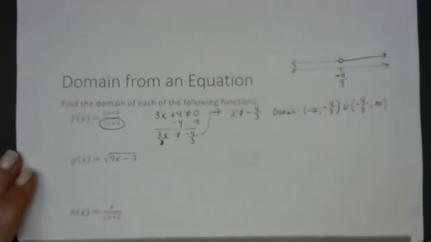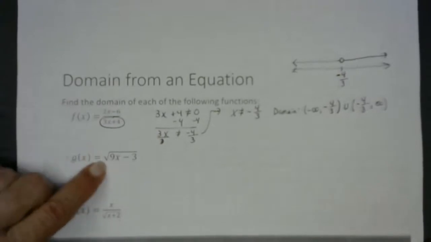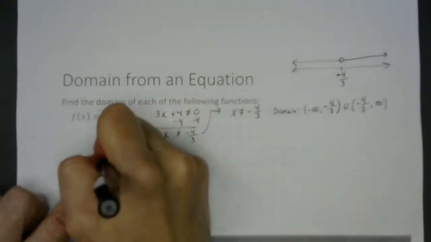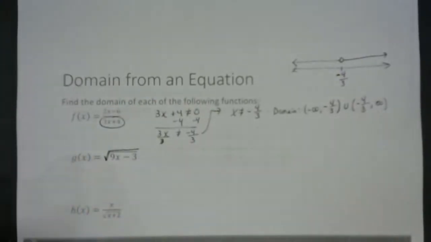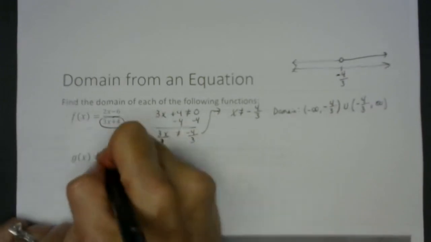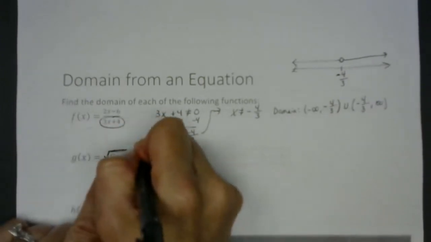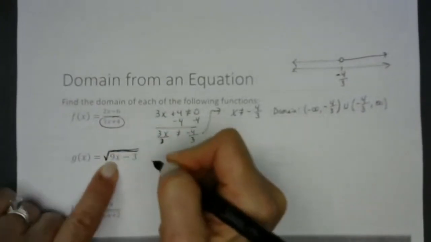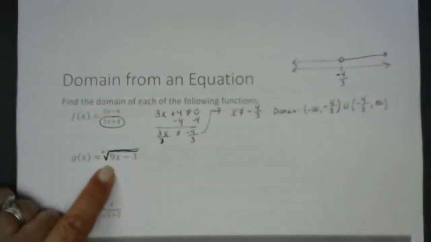The next one here, g of x, says the square root of 9x minus 3. Well, I don't have any denominators here or logs, but I do have a radicand of an even root. It's a square root, right?